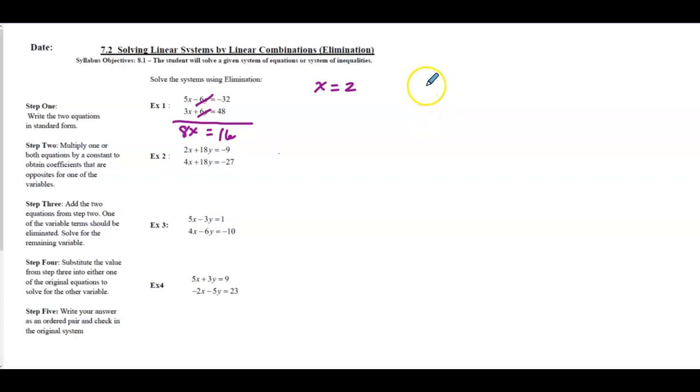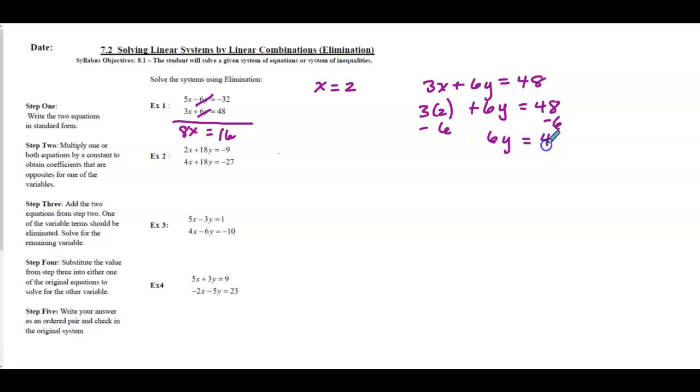Then what you do is you go back to one of the original two equations. So 3x plus 6y equals 48. I picked the one without the negatives and simply substituted in x. So 3 times 2 plus 6y equals 48. You will subtract that 6 over, and so y is going to be 7. Your answer is going to be an ordered pair again. So my ordered pair is (2, 7) for example number 1.